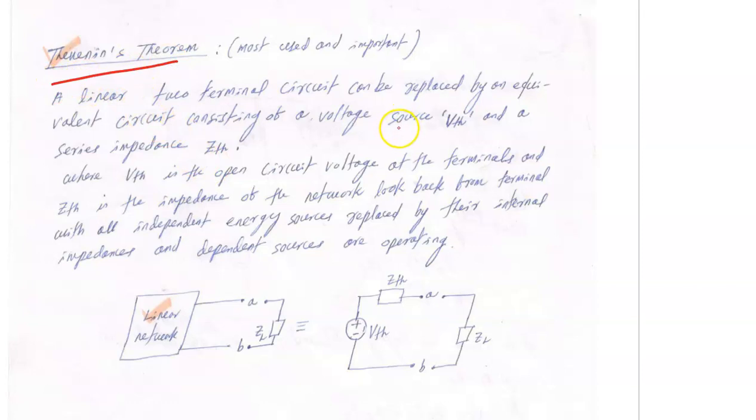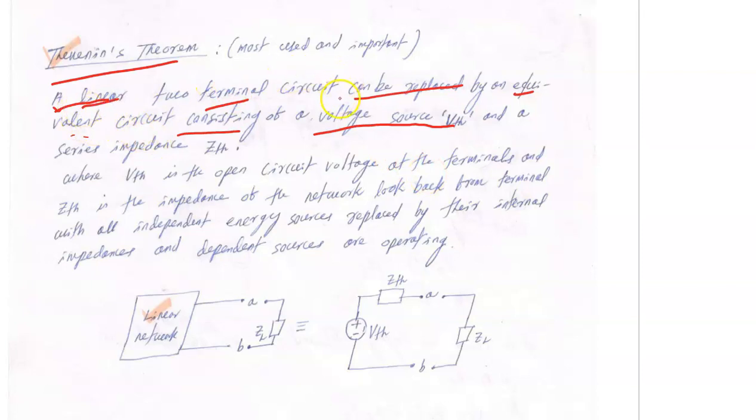This is the most used and most prevalent theorem, and most important as far as the GATE exam is concerned. Every year in the GATE paper, directly or indirectly, you will find a question based on the Thevenin theorem. Another one is Norton's theorem, which is the dual of the Thevenin theorem. Knowing the Thevenin theorem, you can easily find Norton's theorem also.